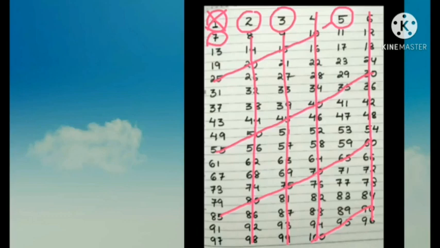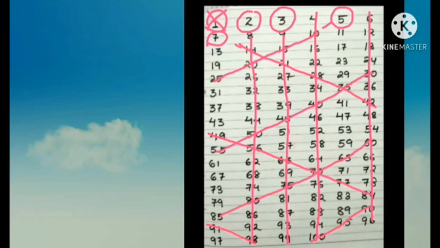Here you can see, starting from 14: 14, 21, 28, 35, 42. Cut all those numbers which are divisible by 7: 49, 56, 63, 70, 77, 84, 91 and 98. So we have cut all those numbers which are divisible by 2, 3, 5 and 7.